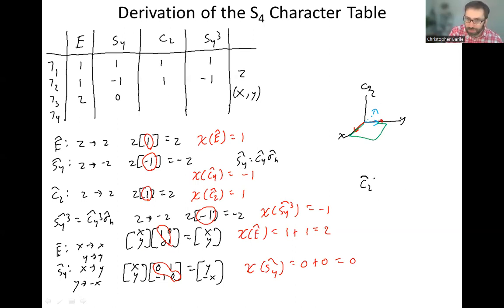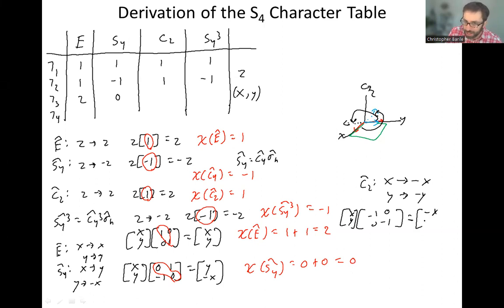For the C2 operation, we're going to get x going to -x and y going to -y. Why is that? Because we're spinning the x-axis around completely to negative itself and the y-axis around completely to negative itself. 180-degree rotation, right? So that matrix is -1s across the diagonal. And so that takes x into -x and y into -y. We take the trace of that matrix, sum across the main diagonal, and we get -1 plus -1, which is equal to -2.